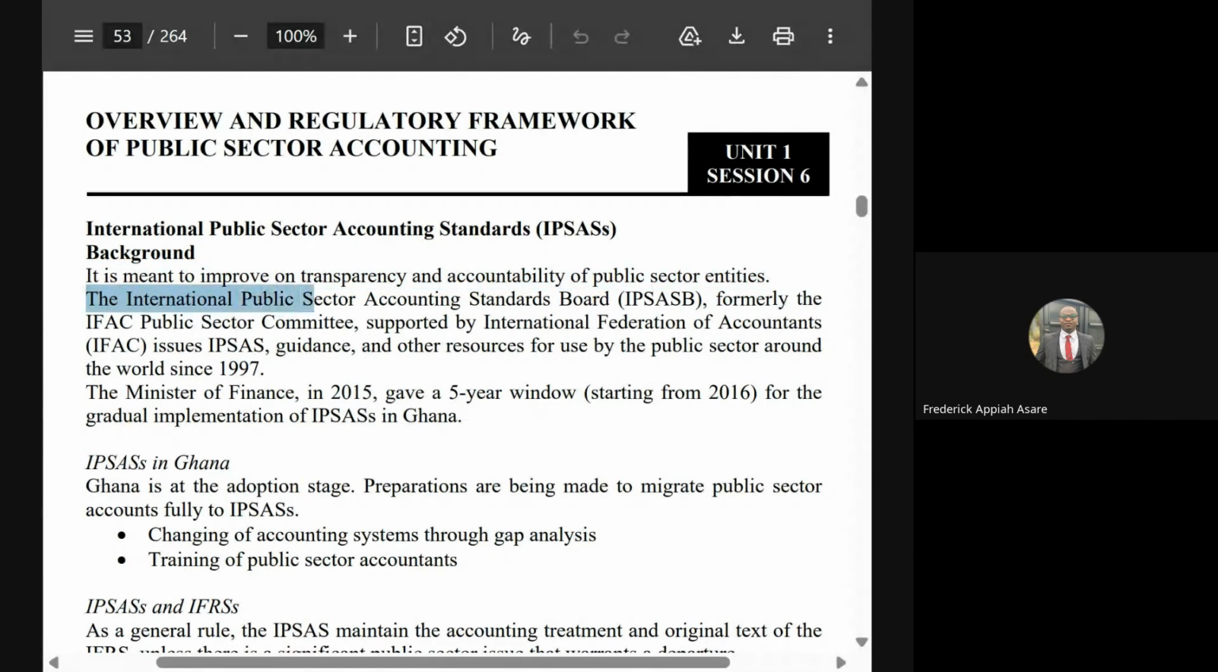The International Public Sector Accounting Standards, formerly the IFAC Public Sector Committee, is supported by the International Federation of Accountants. These people are also part of those who established the IASs. They have issued IPSAS guidance and other resources for public sector use around the world since 1997. The Minister of Finance in 2015 gave a 5-year window starting from 2016 for the gradual implementation of IPSAS.